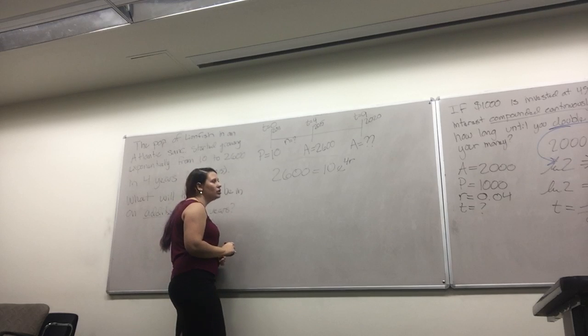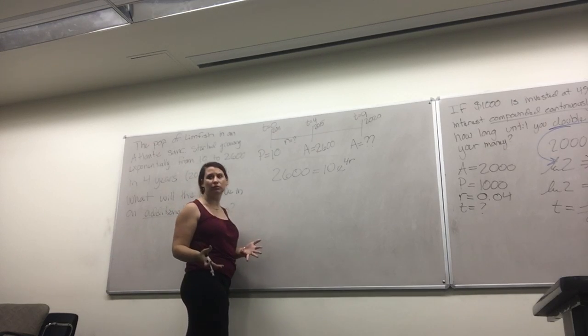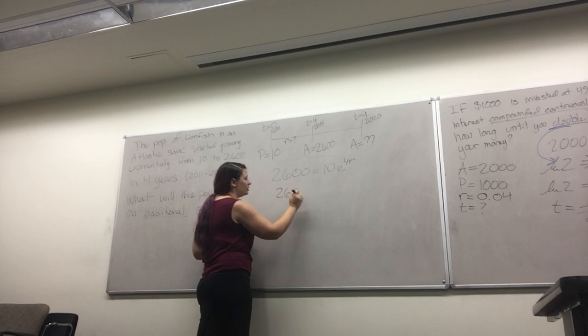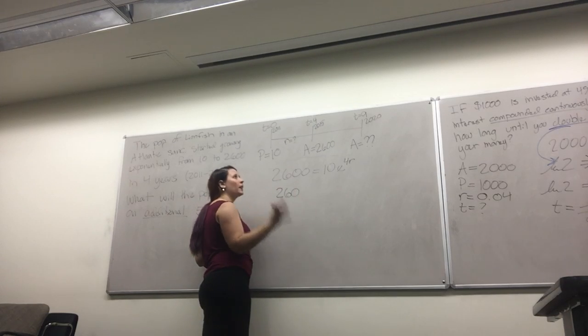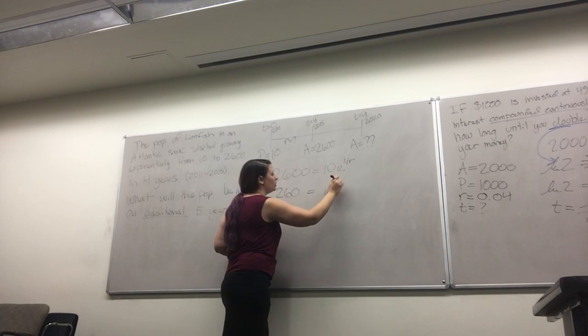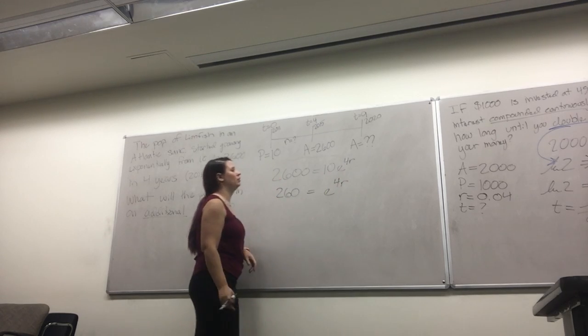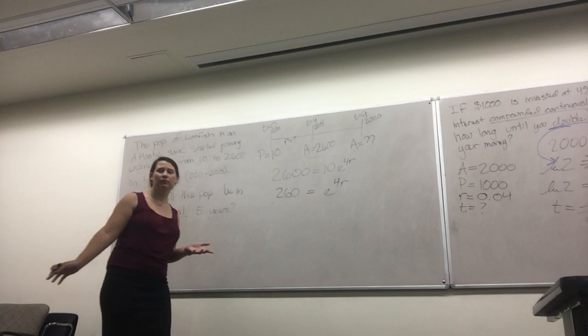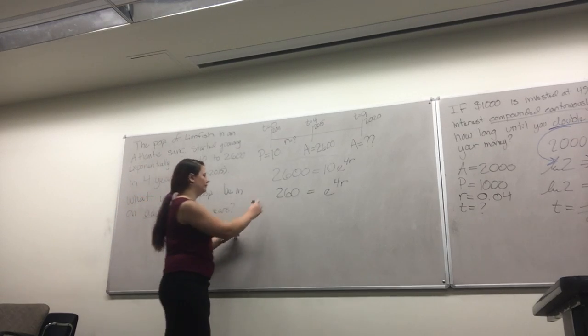Alright, so now get E on its own. So divide by 10. So we have 260 equals E to the 4R. And then we can take the natural log.